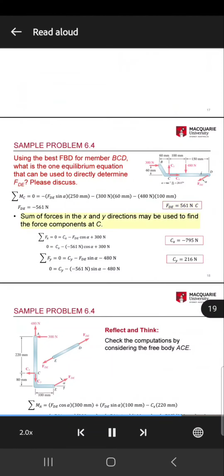The FBD equals 561 N at C. Sum of forces in the x and y direction may be used to find the force components at C. C sub x equals minus 795 N. C sub y.